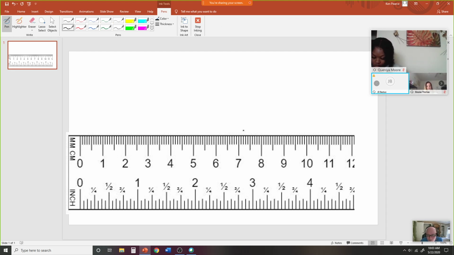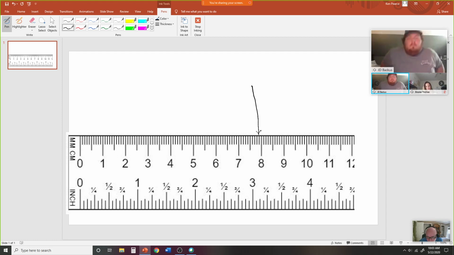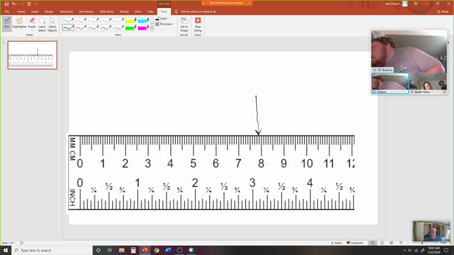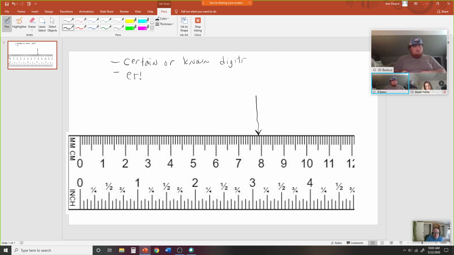So let's say that you're trying to measure something with this ruler, and let's say that it is right there. Can everybody see the arrow on my ruler? Well, apparently I lost the other piece, but there it is. Now, the way you read any sort of measurement is you have what are called certain or known digits, and we have estimated digits.